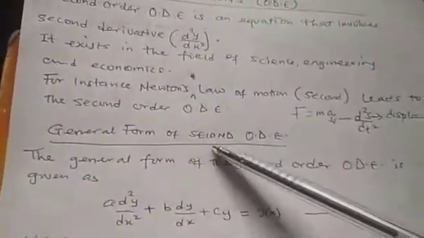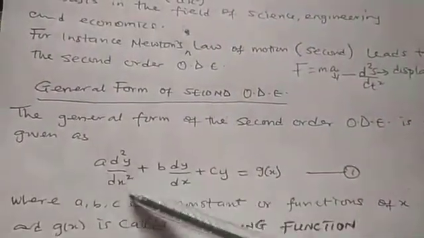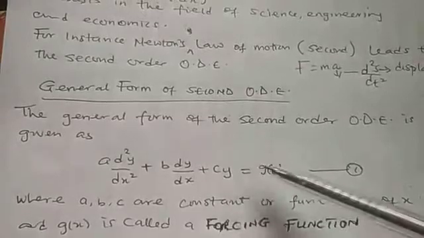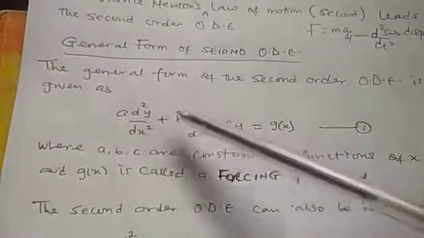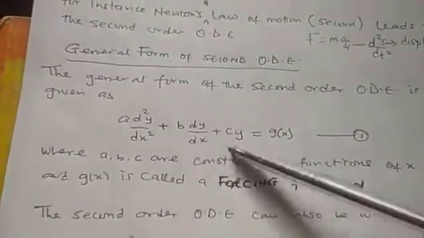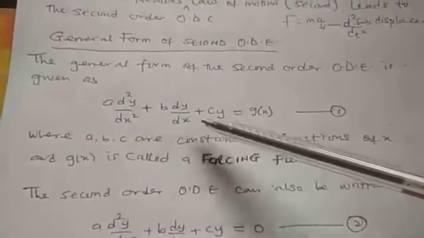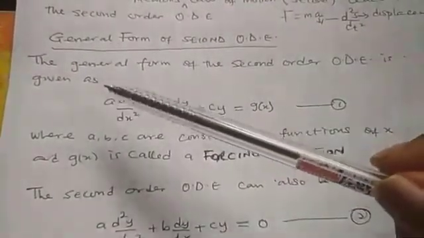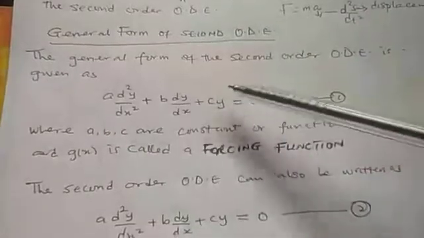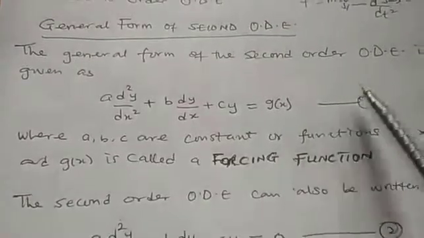Now let's move to the general form of second order ODE. The general form of second order ODE is of this format: a d²y/dx² plus b dy/dx plus cy is equal to g(x). Equation 1, where a, b, c are constants, that is, they are numbers, or they are variables, which you call functions of x. But in this video, we shall consider only the case where a, b, c are constants. And this g(x) here, we call it a forcing function.